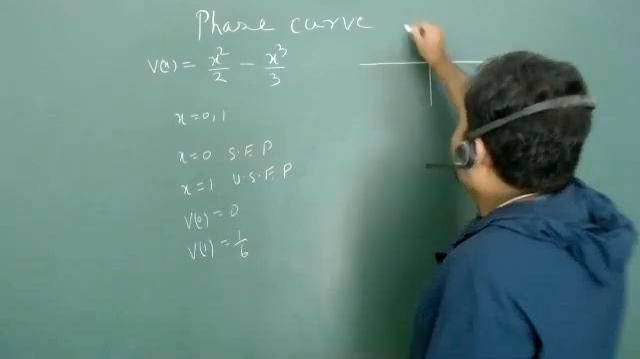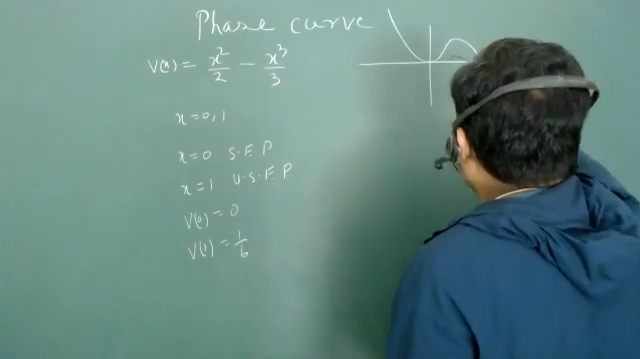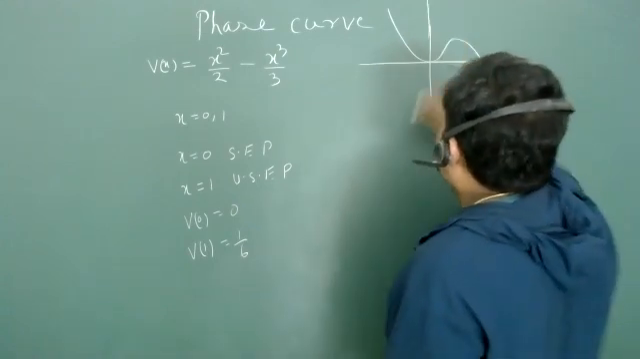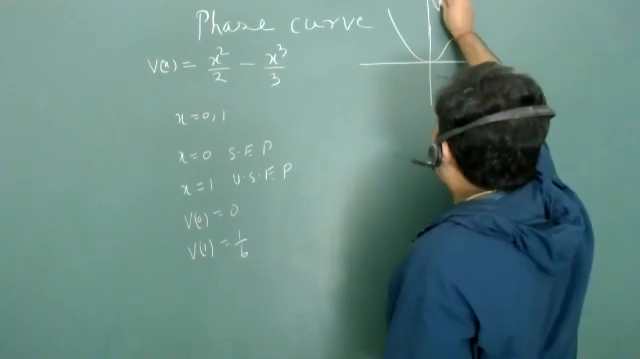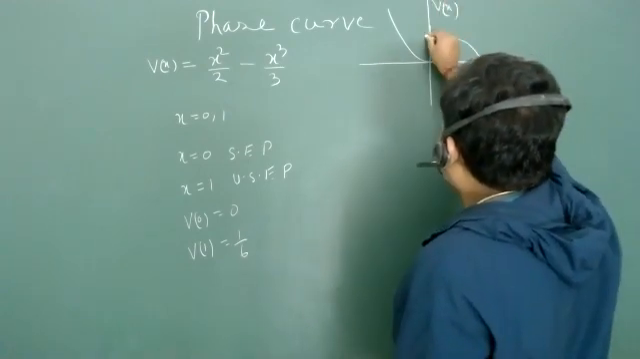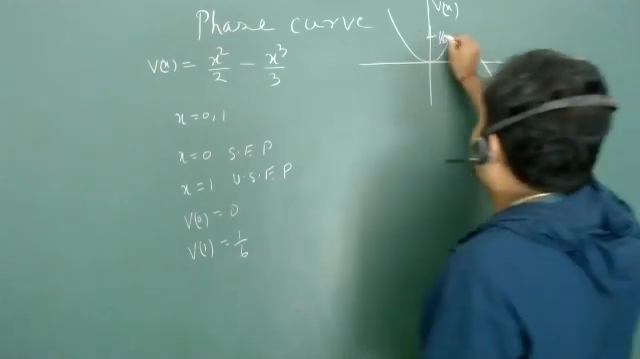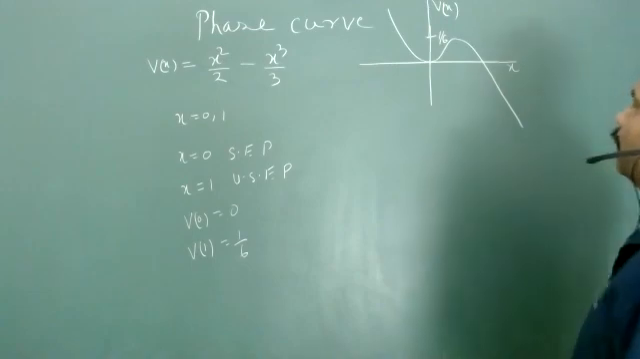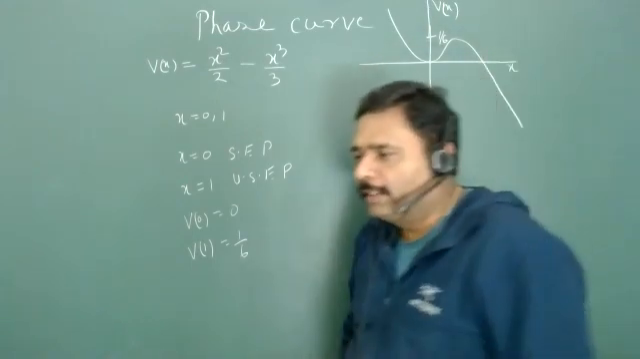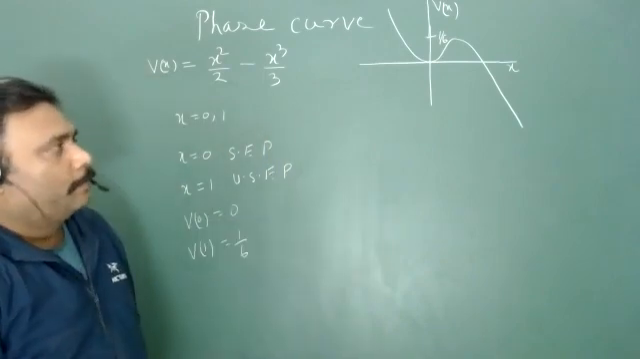So we have this potential, and this is one of the very beautiful potentials. You can have this kind of potential, something like this. So this is my potential V(x) versus x, and this particular value is 1/6. What I have to do is just plot the phase curve for this particular potential.